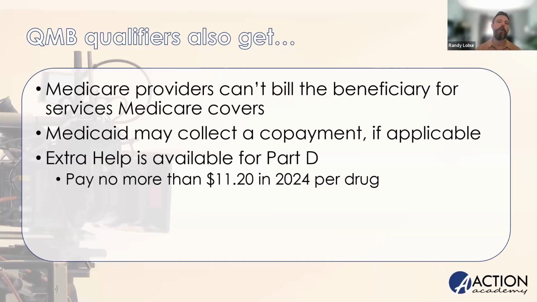Medicaid may collect a copayment in this case if applicable. Generally, they're in the $1, $3, $5 range or so, and they should, generally speaking, be automatically enrolled in extra help for Part D, in which case here in 2024, they're paying no more than $11.20 per drug fill. However, as I mentioned at the top, that process isn't always automatic.